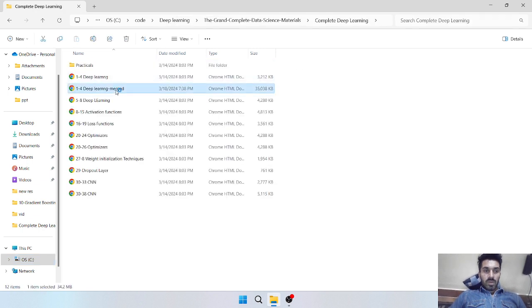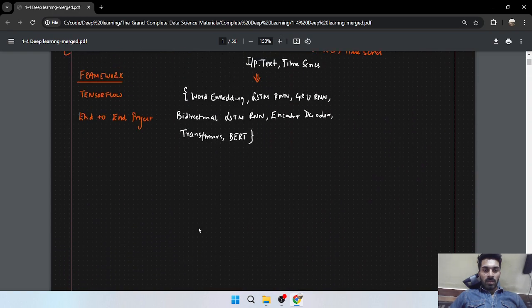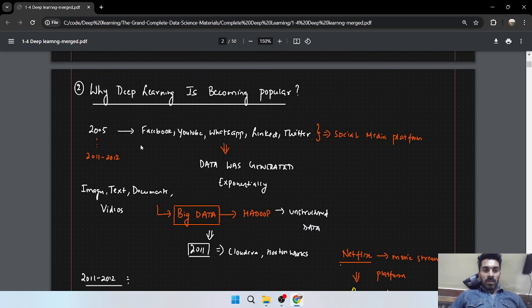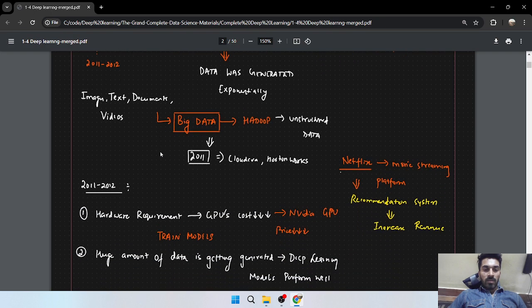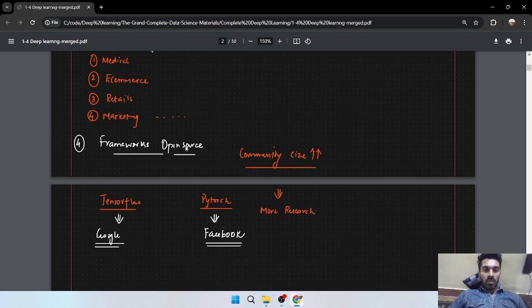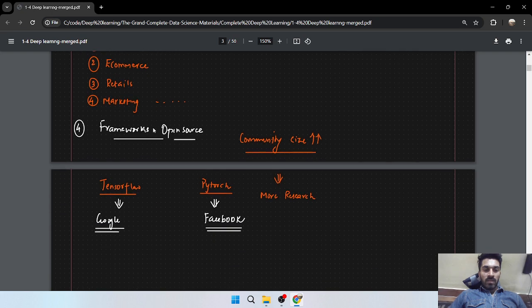So basically we have covered the ANN part, like how ANN works. ANN, CNN, RNN are all part of deep learning, and deep learning is becoming popular because of the rise of data, big data basically. As the data size increases, the performance of deep learning models also increases. These are some examples where deep learning is used. Basically, in every field nowadays deep learning is used.